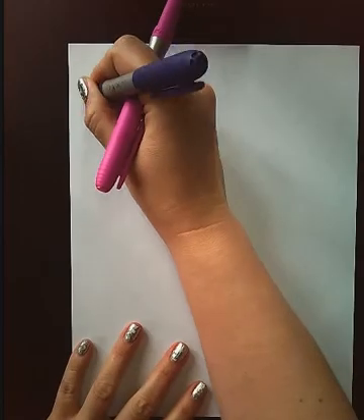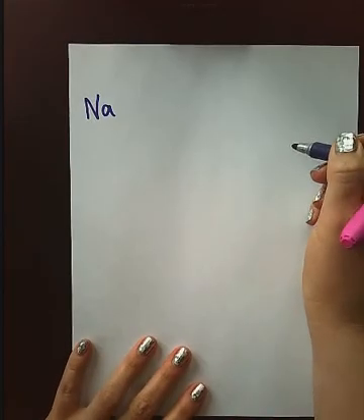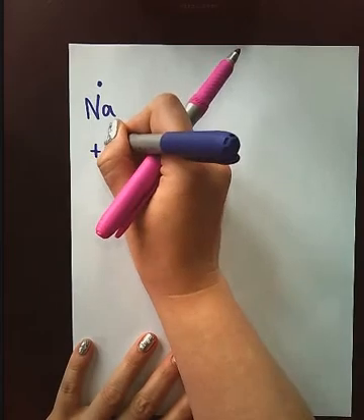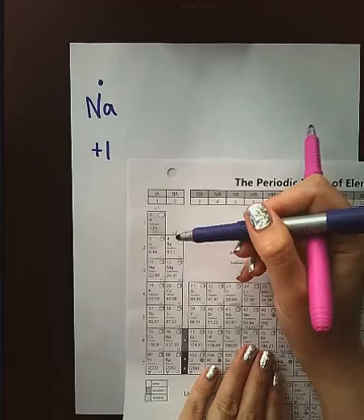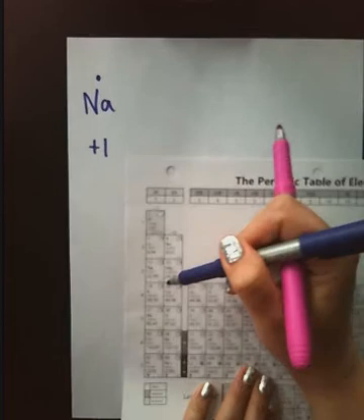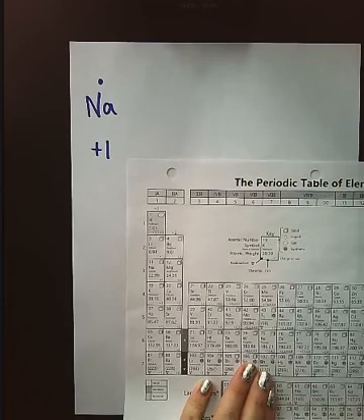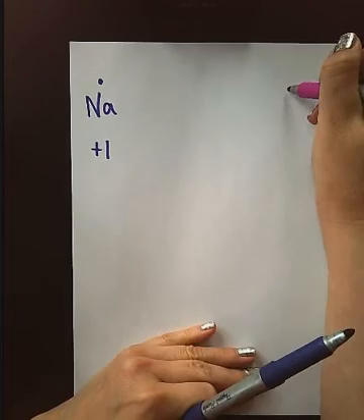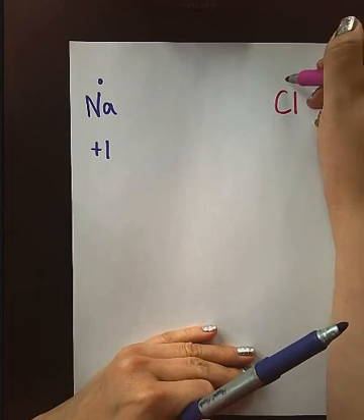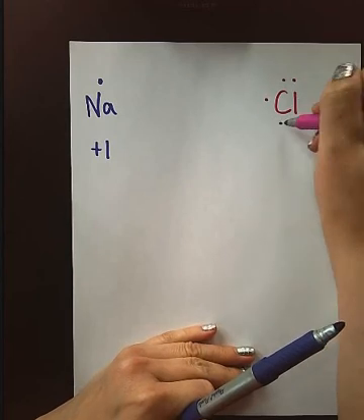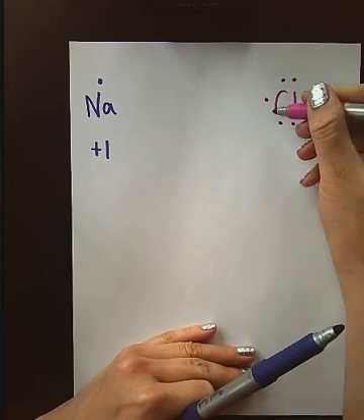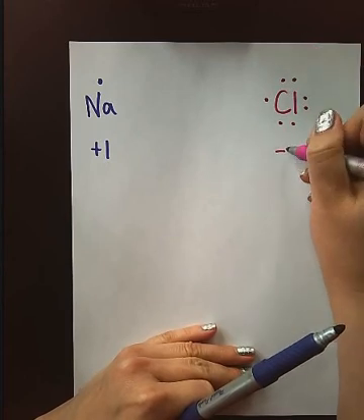So, let's do sodium. Sodium is number 11 on the periodic table of elements. It has 1 valence electron, and its overall charge is positive 1. Where did I get it? I got the information right here. I did not guess. I did not look anywhere else. I knew where to look, and I hope you know too. Then we go over to the nonmetal side. Chlorine has 7 electrons in its valence shell. It needs 1 more, so the overall charge will be negative 1.